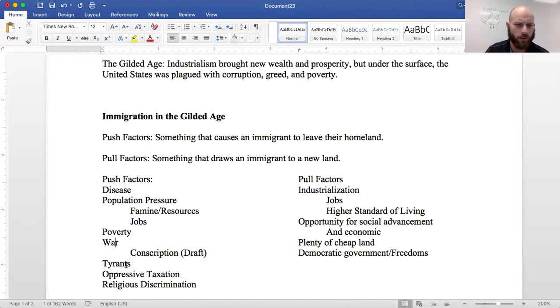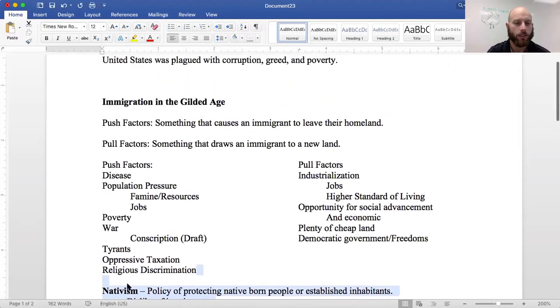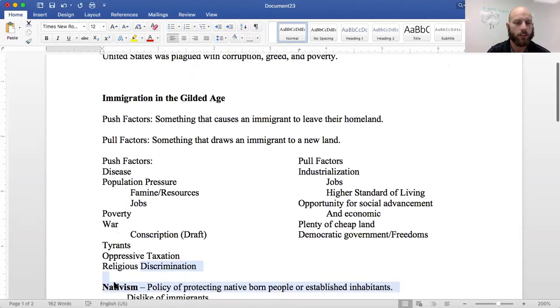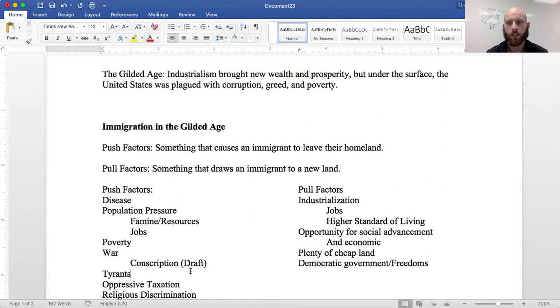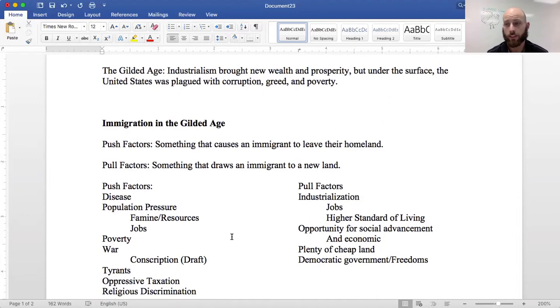Tyrants who are waging these wars are also trying to pay for them with oppressive taxation. So if you did have a job, you did make money, or you had a farm and you had a field, your resources are being stripped from you. So it makes no sense to stay. And then lastly, we see religious discrimination. This is particularly true in Eastern Europe and Russia with the discrimination against Jewish people. It's not just a World War II thing. It's not just a Hitler thing. Anti-Semitism existed long before, and it still exists, and it's a push factor.